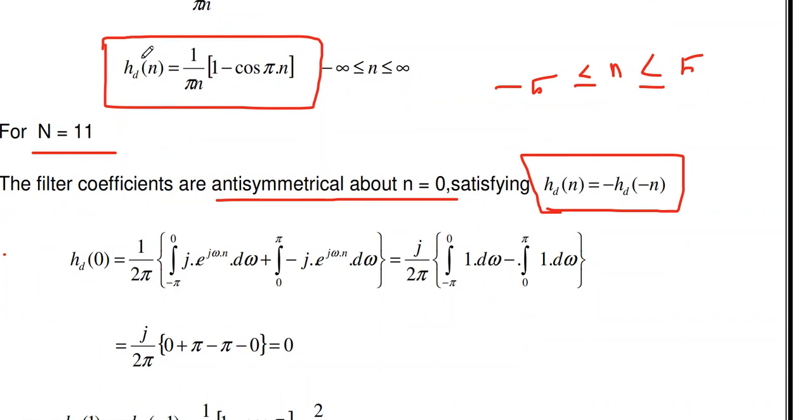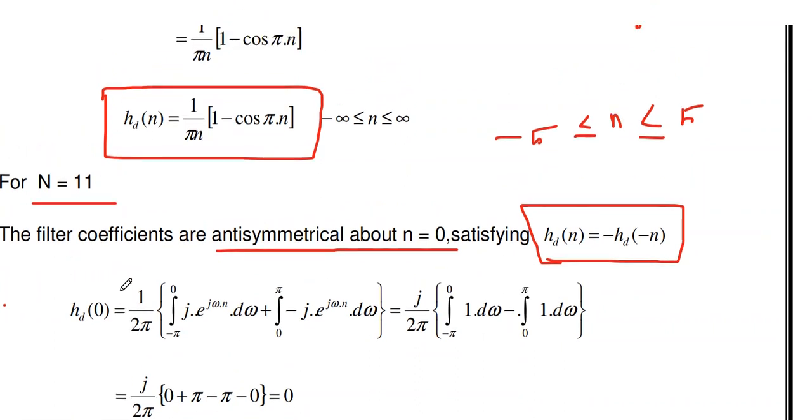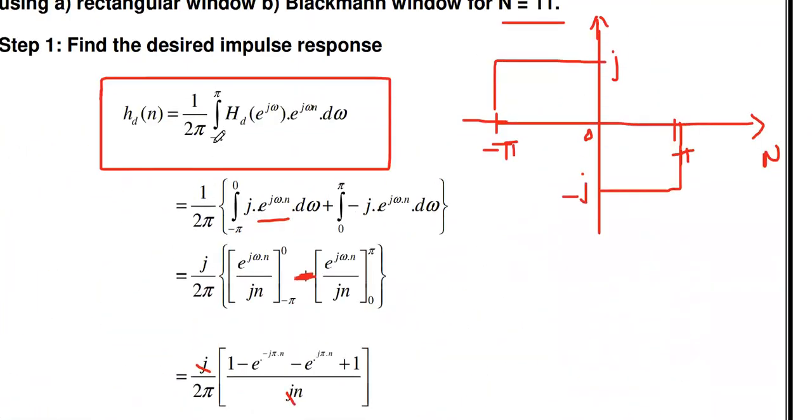If you substitute n equal to 0 in this hd(n), you see here (1 − cos 0) divided by 0. Anything divided by 0 is an indeterminate answer. So that's why the hd(0) value is not calculated by that method. We have to follow a different method. What is the method? In order to find hd(0), you just take the hd(n) value as usual. What is hd(n)? This is the thing: 1/2π integration of this and this.